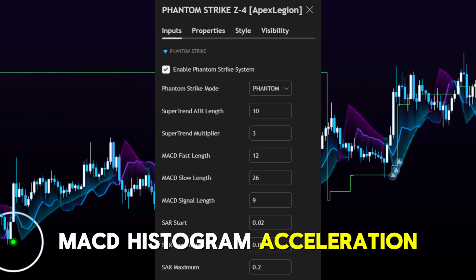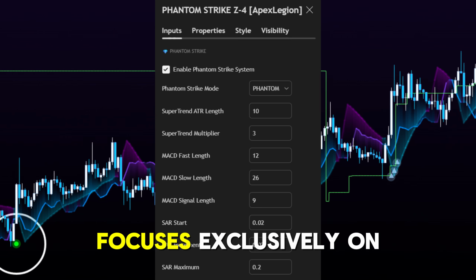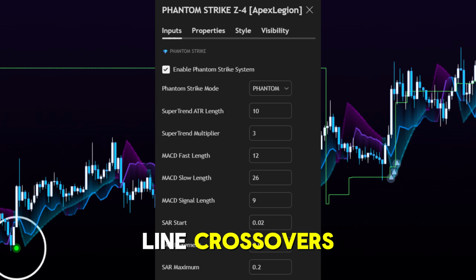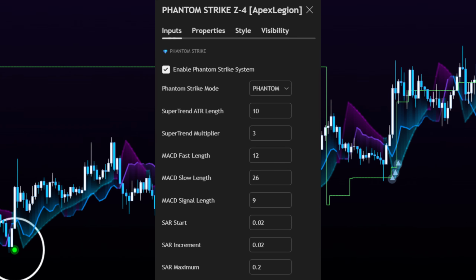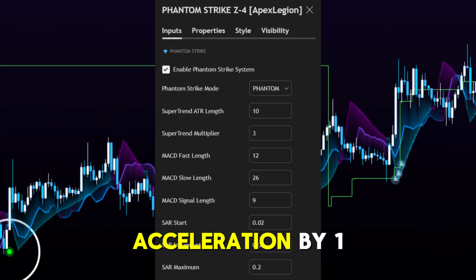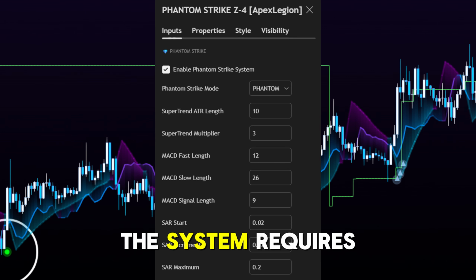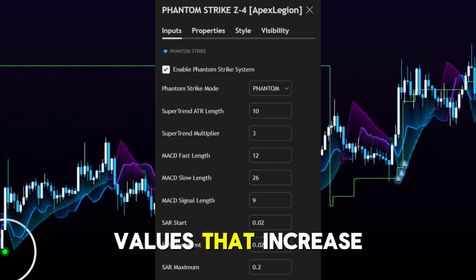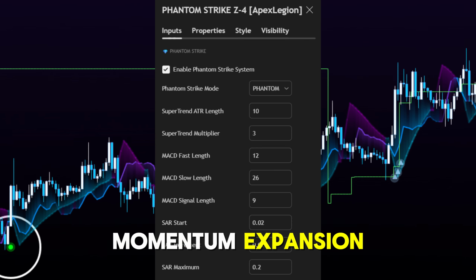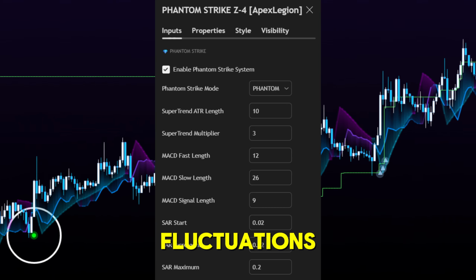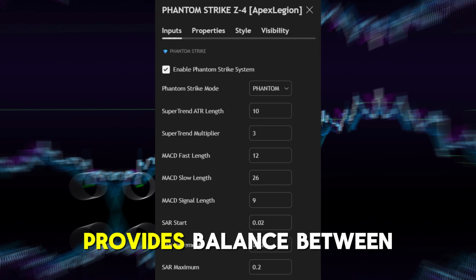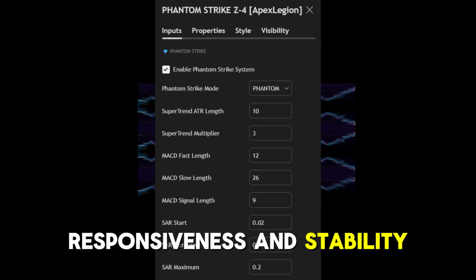MACD histogram acceleration system. MACD analysis focuses exclusively on histogram acceleration rather than traditional line crossovers, providing earlier momentum detection. This approach recognizes that histogram acceleration may precede price acceleration by 1 to 2 bars. The system requires positive histogram values that increase over 2 consecutive periods to identify genuine momentum expansion rather than temporary fluctuations. The default 12/26 EMA combination provides balance between responsiveness and stability.